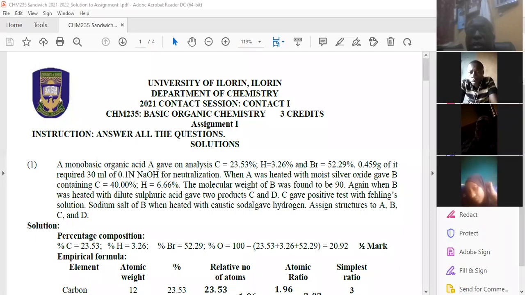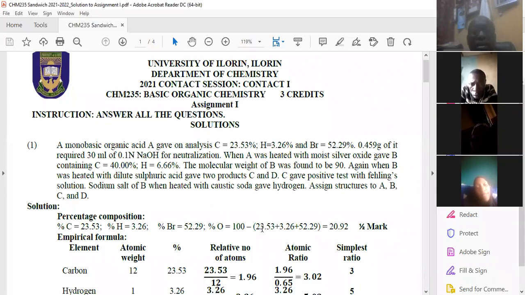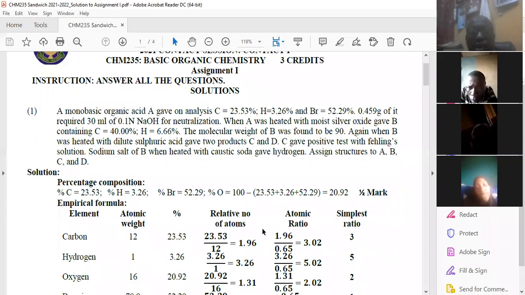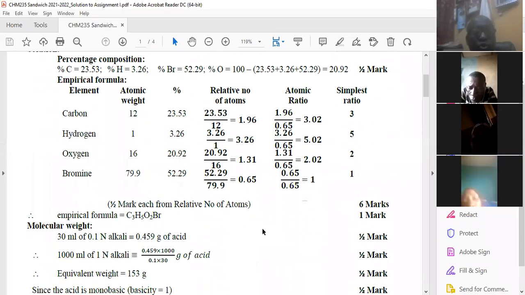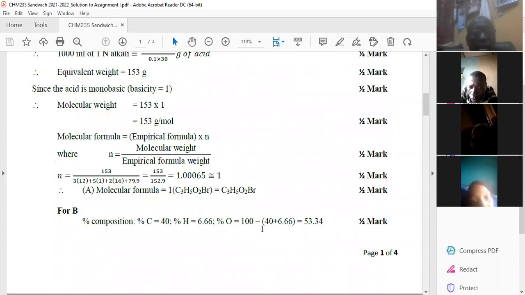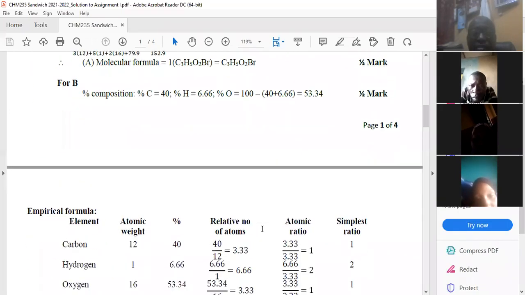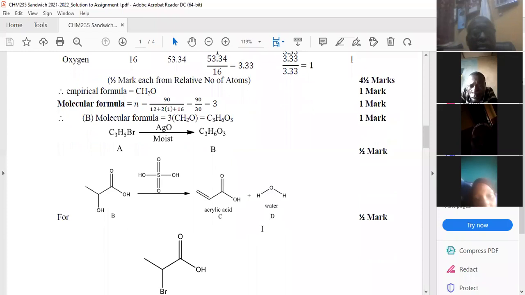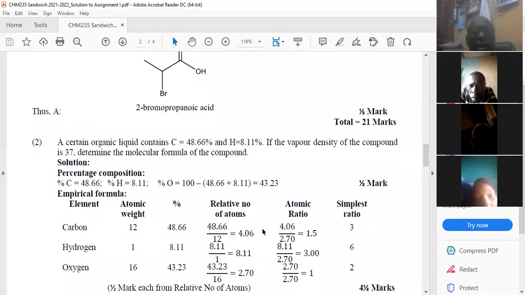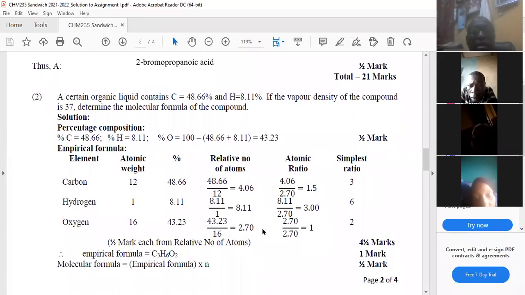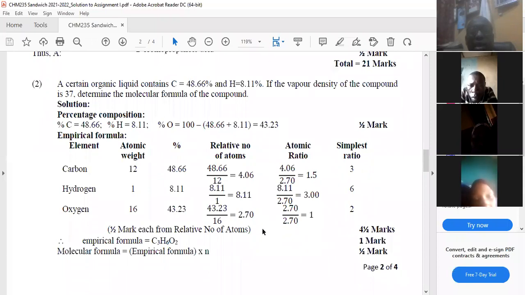Can you see the solution now? That's not showing. Yes, that's showing, sir. Okay. Is it showing now? Yes, sir. Now you are saying that question 2. Yes. What is the question again?